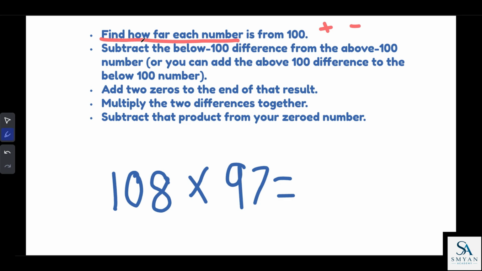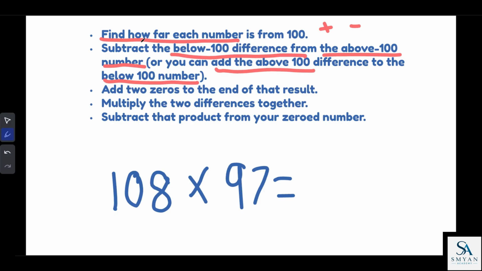Now you subtract the below 100 difference from the above 100 number. You could also do this vice versa: you could add the above 100 difference to the below 100 number. It's the exact same thing; it's about your preference. Like if this is easier for me, but that's a little bit harder. It's up to you. You could add the above 100 difference to the below 100 number, or you could subtract the below 100 difference from the above 100 number. Alright, hopefully that made sense.